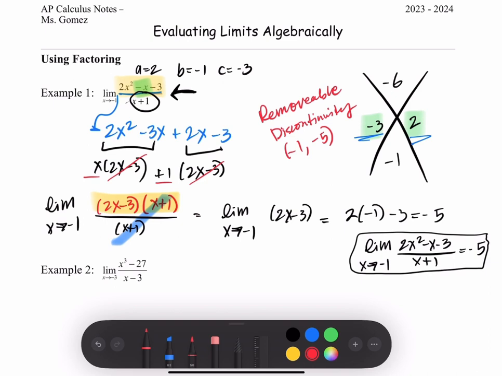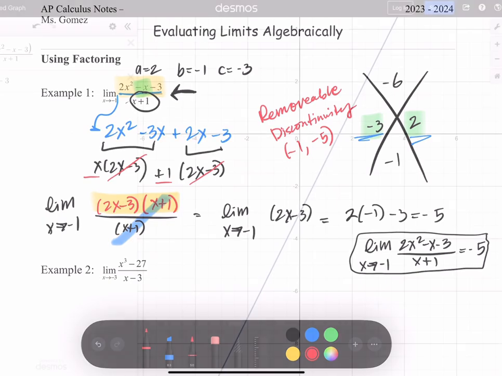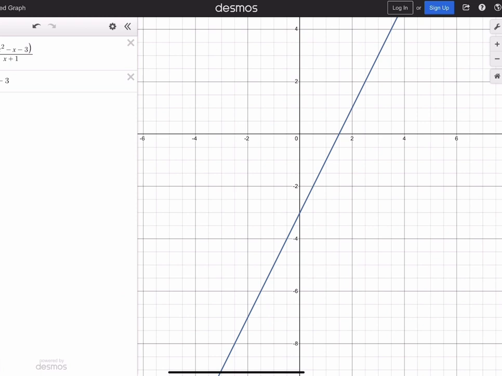And I'm going to switch over to Desmos to show you. I'm going to go ahead and copy our entire function into Desmos to see what's happening here. So I'm on my Desmos screen, and I already typed in the original function 2x squared minus x minus 3 over x plus 1.